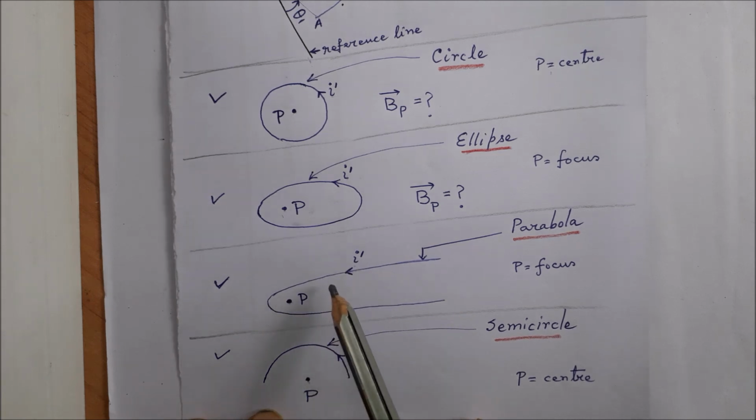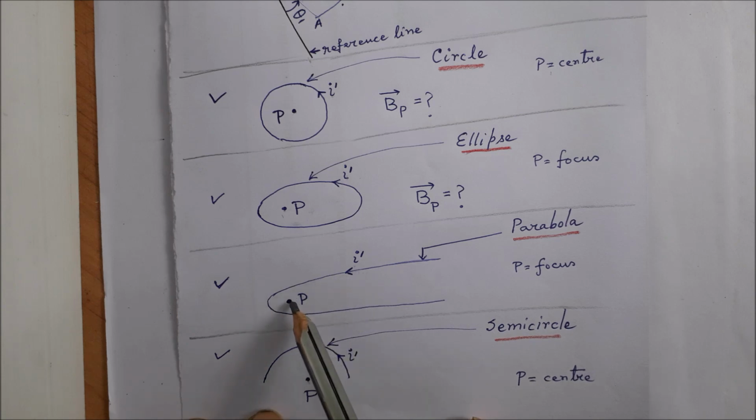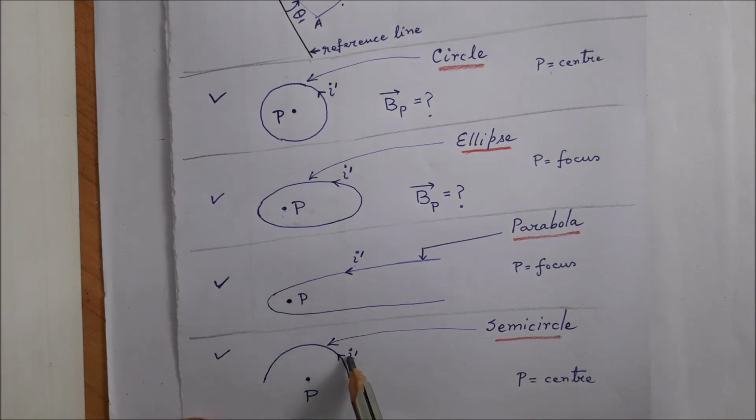The effect was observed by Ørsted, and the form of the magnetic induction created by I prime will be obtained from Biot-Savart's law. If we have a semicircle carrying current I prime and P is the center, what will be the magnetic induction at P?